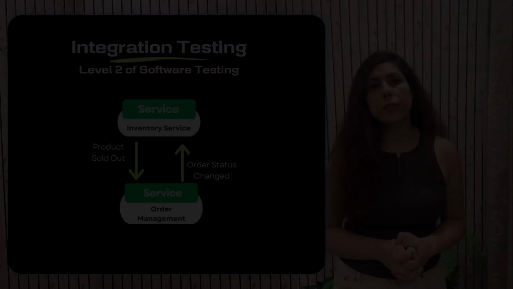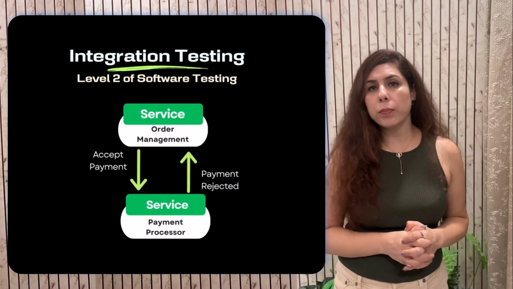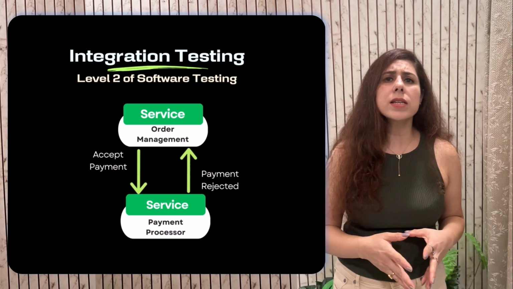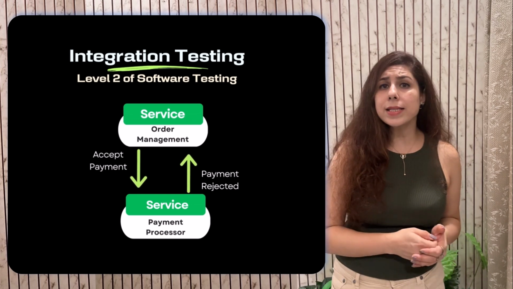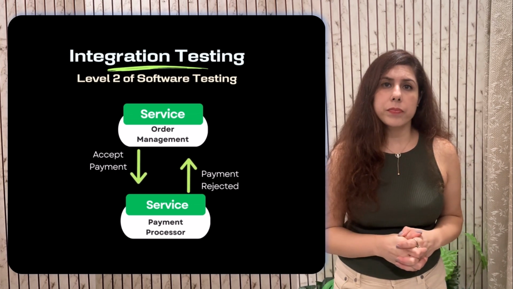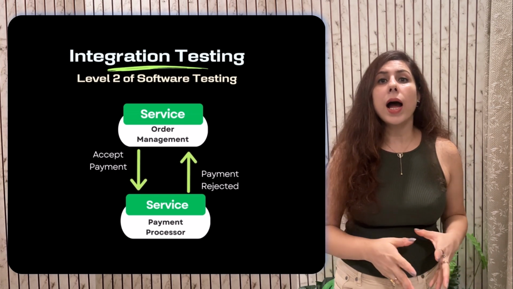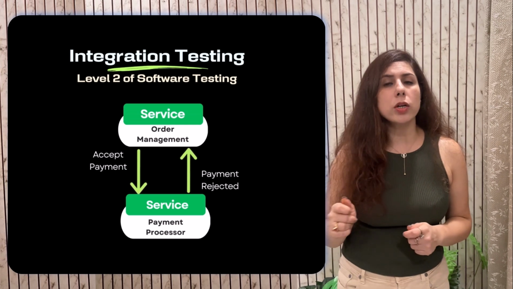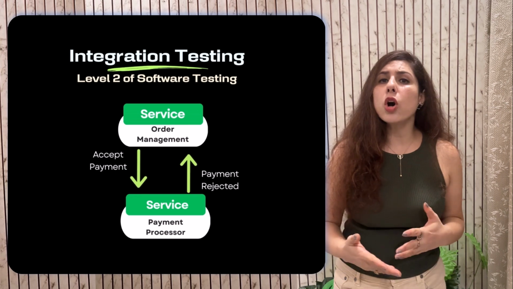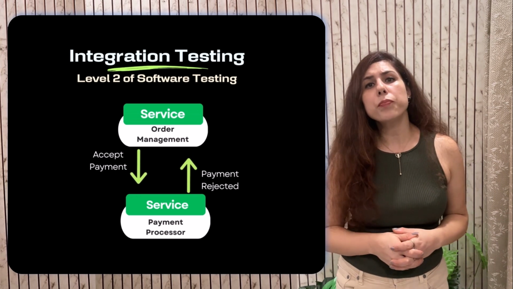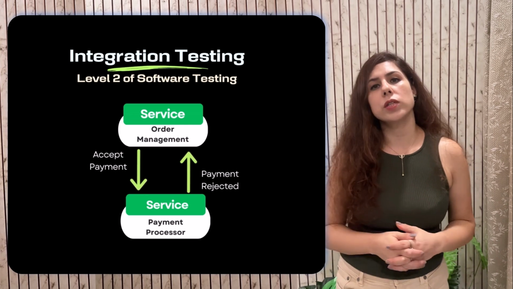In another scenario, suppose a user makes a payment for a product, but the payment service rejects it. In this case, the order should be marked as cancelled by the order management system. The inventory should remain the same for that product, and the user should receive a proper notification. There can be various scenarios like this, where these components interact with each other, and in integration testing, we need to test all these kinds of scenarios.